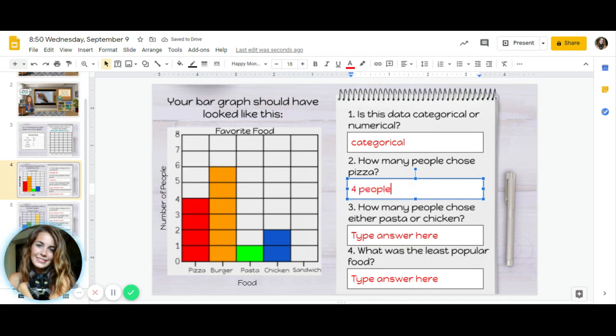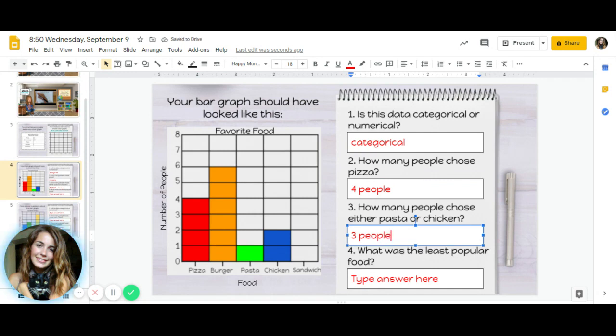Number 3, how many people chose either pasta or chicken? Sometimes this type of question confuses students. When it asks either or like that, it wants you to combine the number of pasta and the number of chicken, put them together or add them. So 1 person chose pasta and 2 people chose chicken, which means that 3 total people chose either pasta or chicken. The answer to number 3 is 3 people.